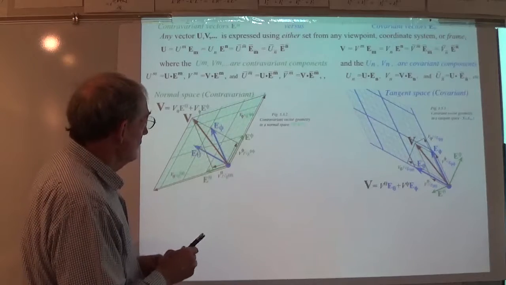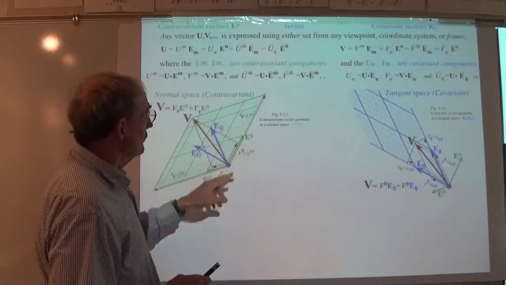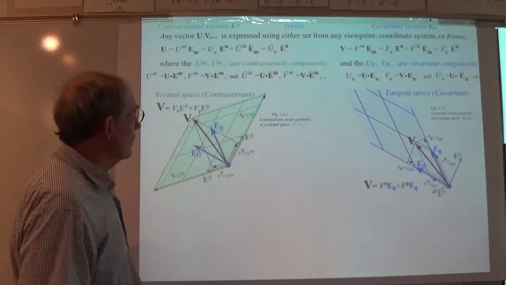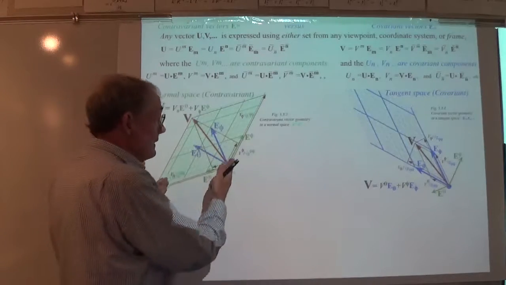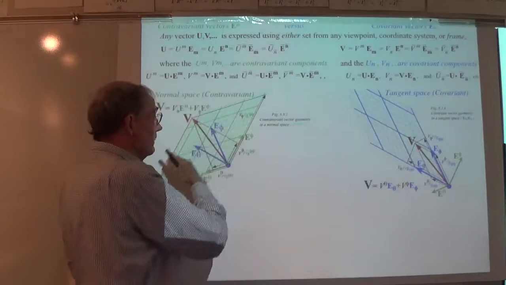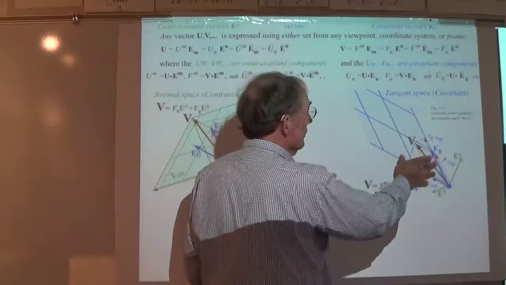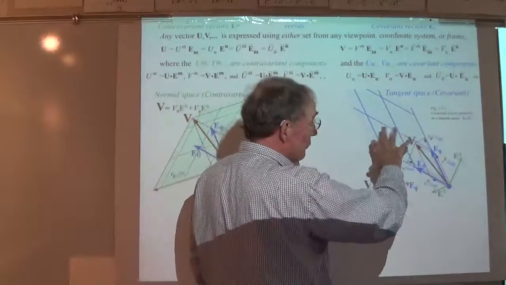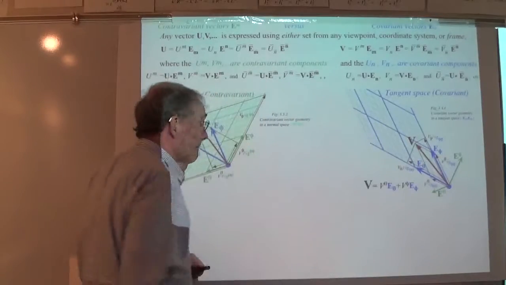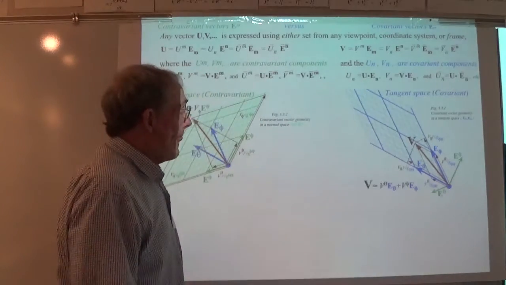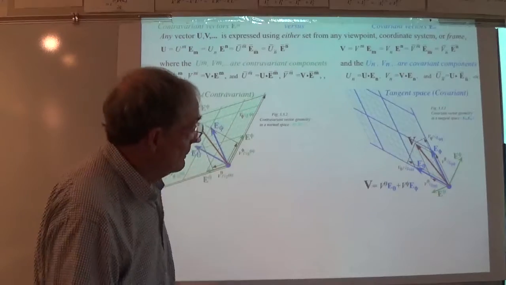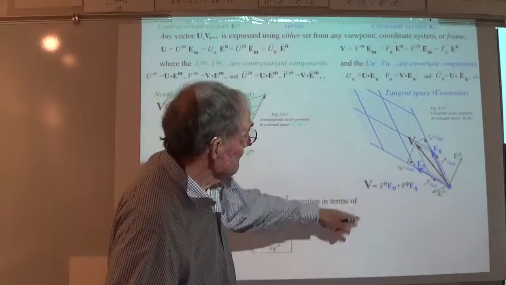So these guys, these contras, go contra to the coordinate lines. But anyway, they make an array too, you see. It's just that this one is nicer in the sense that it's the one that lies right on the torus. These guys go normal to it. Okay. Now you can write a vector either way.